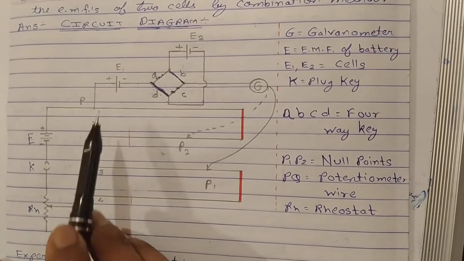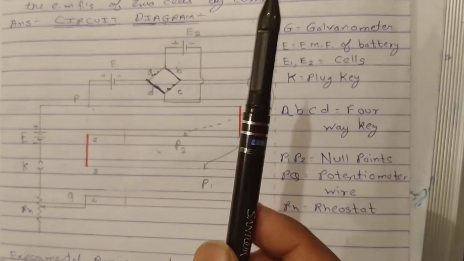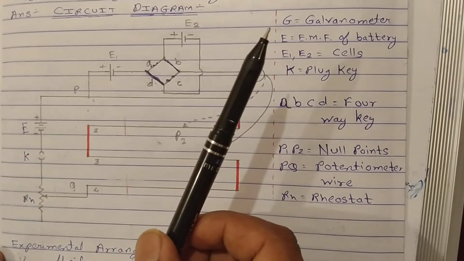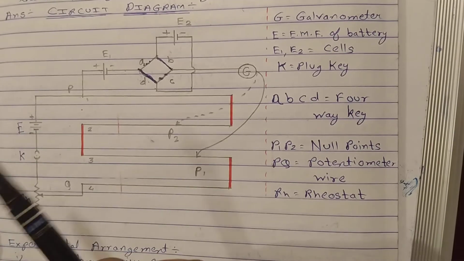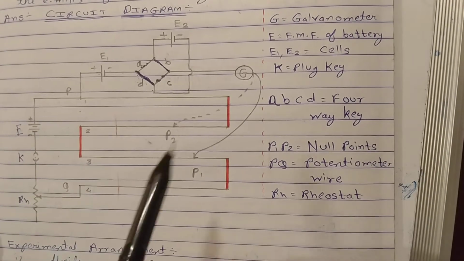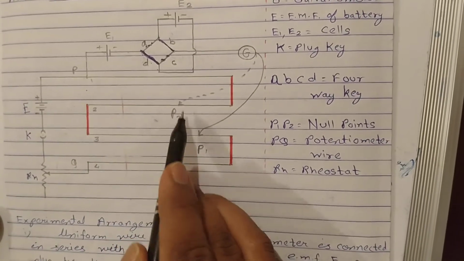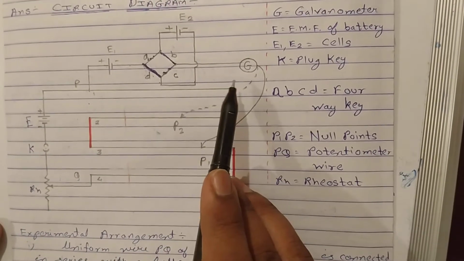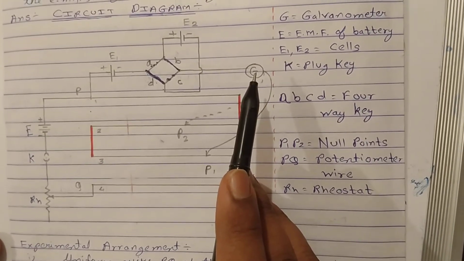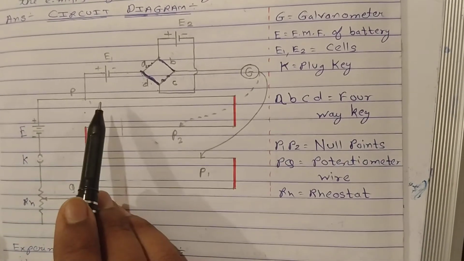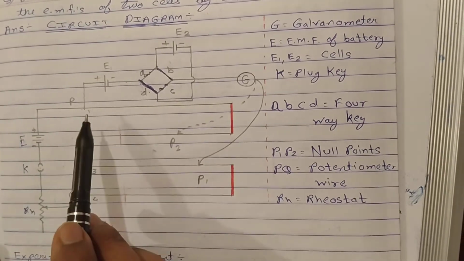I am going to connect this jockey towards points P and Q. I will get left and right deflection. If I am unable to get it, then I will adjust the rheostat so that I get extreme left and extreme right deflection. Then slide the jockey on the wire PQ till you get point P2 such that the galvanometer will show zero deflection. Galvanometer showing zero deflection means the voltage between points P and P2 is equal to E1 minus E2.